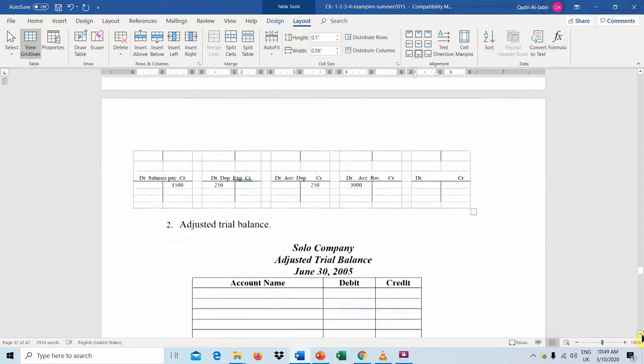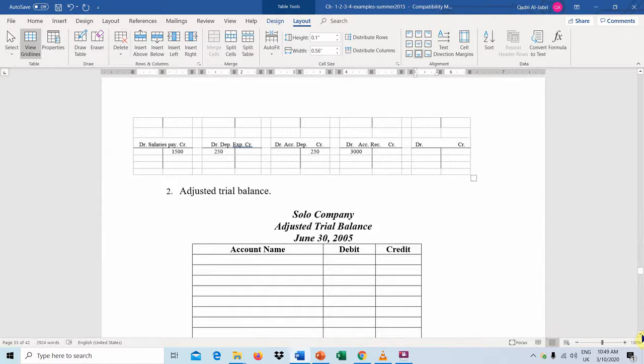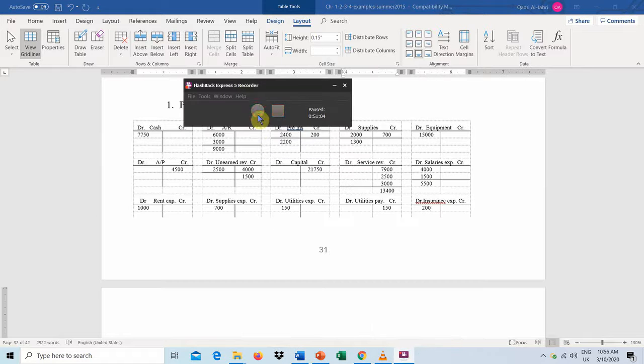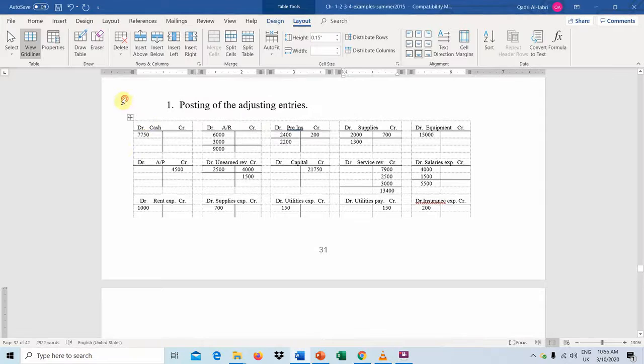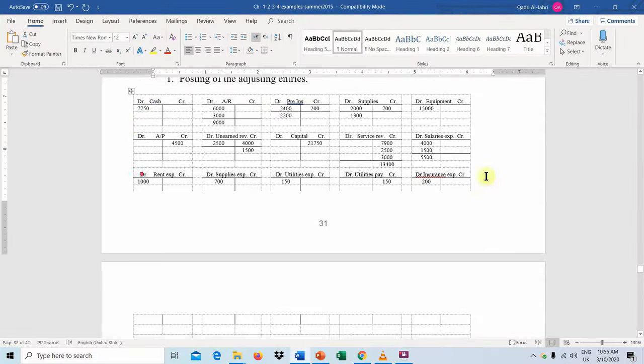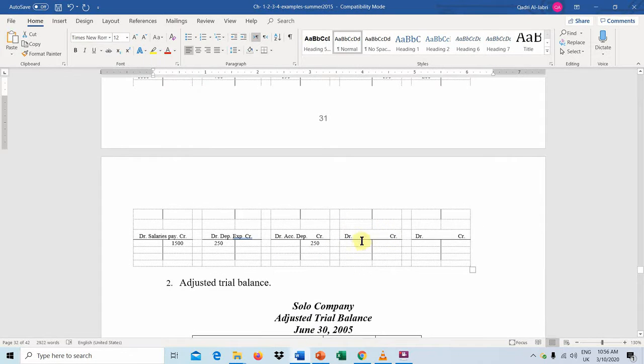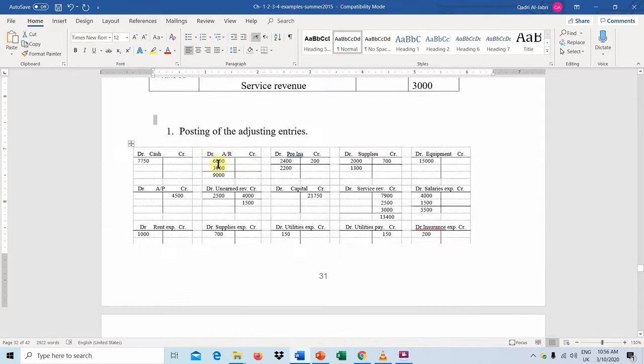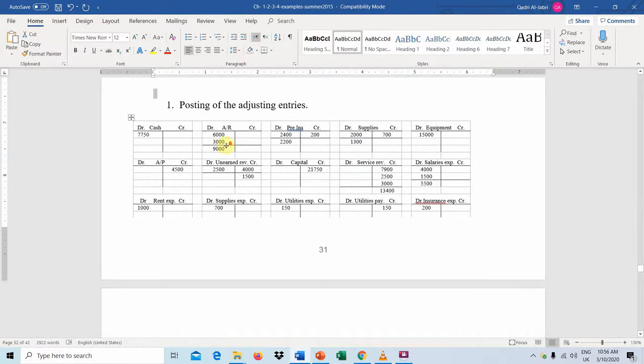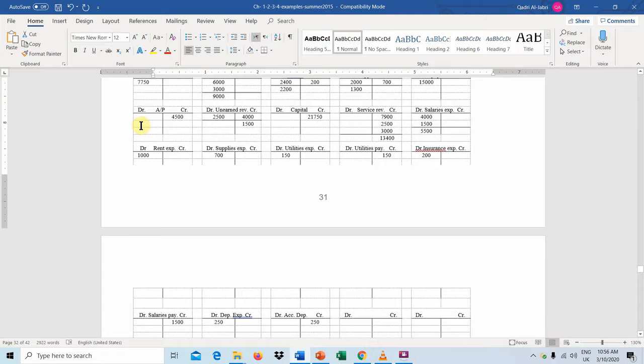So next step is to prepare the adjusted trial balance. Now let's continue. I think I forgot to update the utilities payable. It has a credit of 150, and maybe by mistake I opened an account for account receivable, but we already have an account receivable there. So now these are the final balances for the accounts.